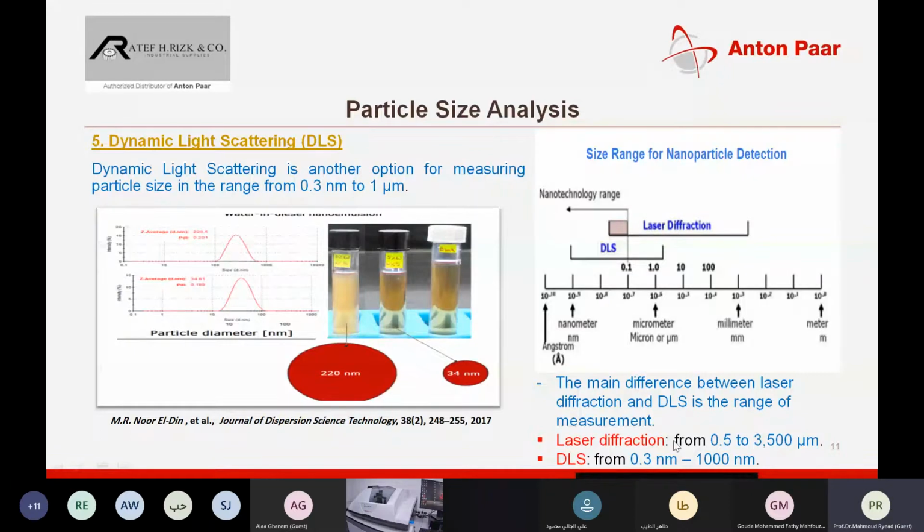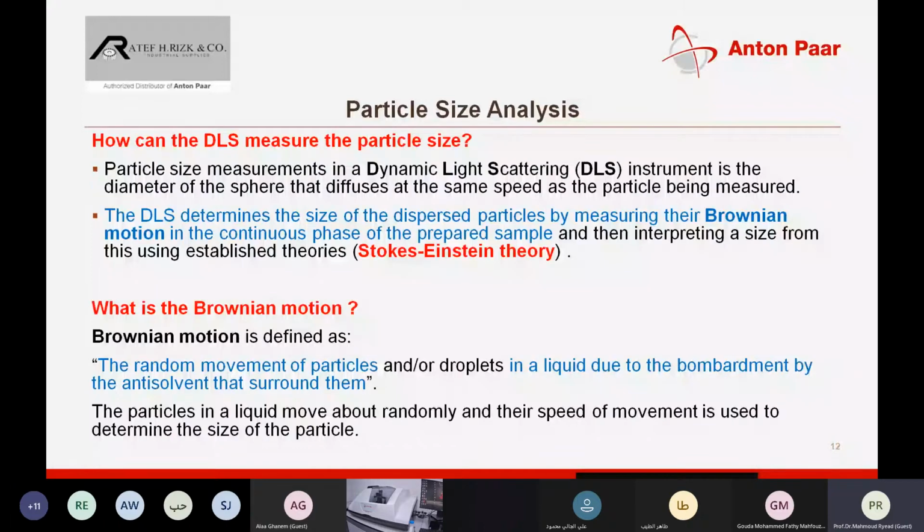The second question, or third question: how can dynamic light scattering measure the particle size? Dynamic light scattering determines the size of the dispersed particles by measuring the Brownian motion in the continuous phase of the prepared sample using Stokes-Einstein theory. So what is Brownian motion? Brownian motion is a random movement of particles or droplets in a liquid due to bombardment by the solvent that surrounds them.